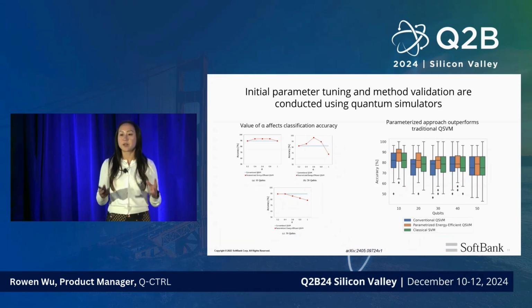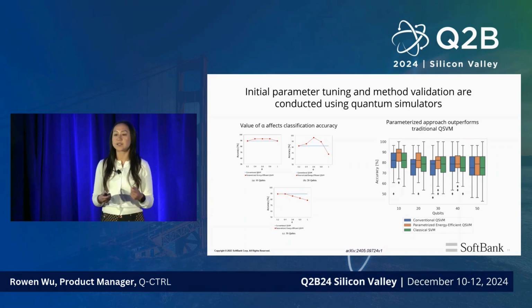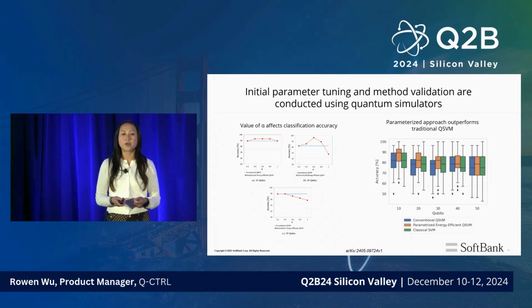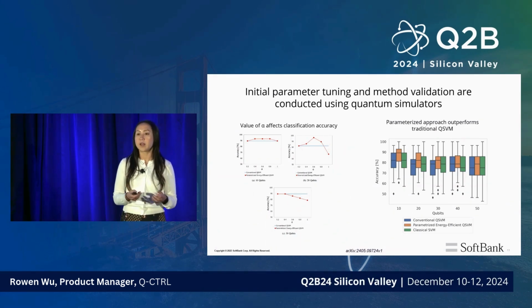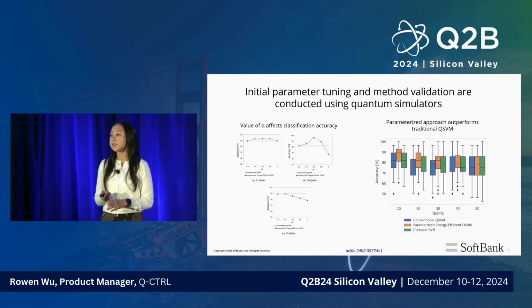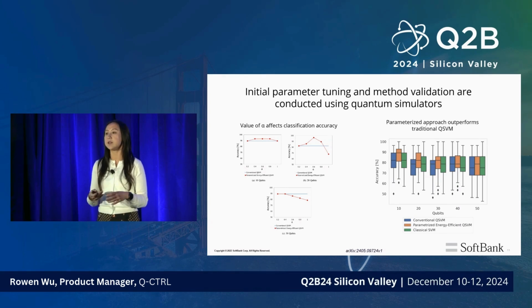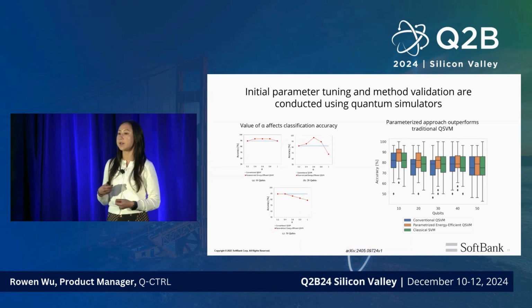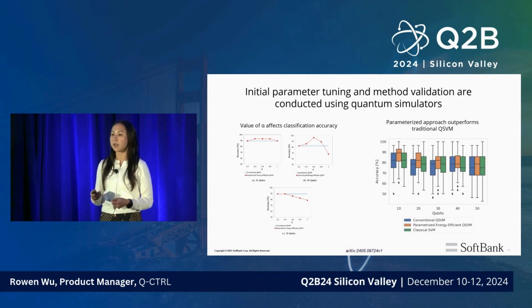And then also they compared it to a classical technique, just a classical support vector machine. They saw that their approach does at least as well, if not better, than both the classical technique as well as the traditional quantum SVM. And so this gave them confidence that this is the right way to go. Perhaps this would be an interesting direction to now validate on real hardware.